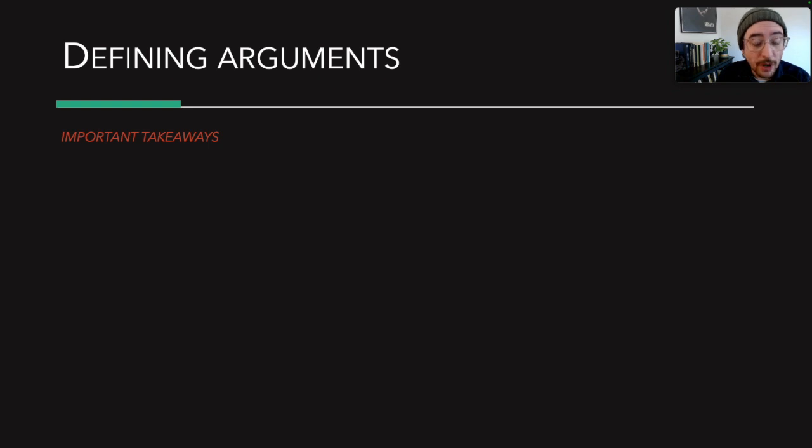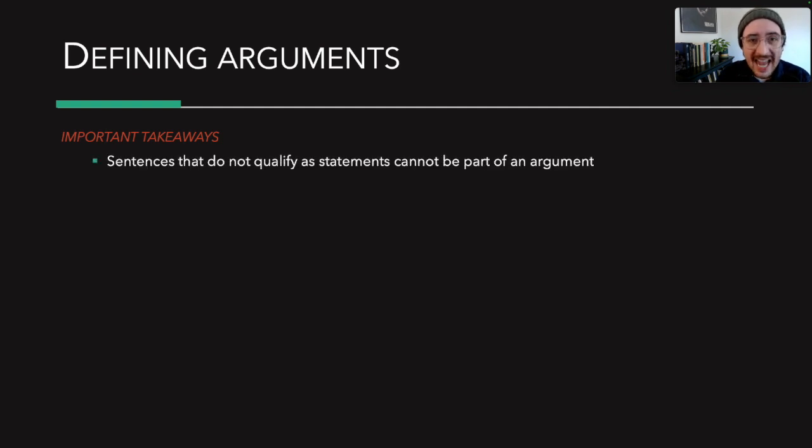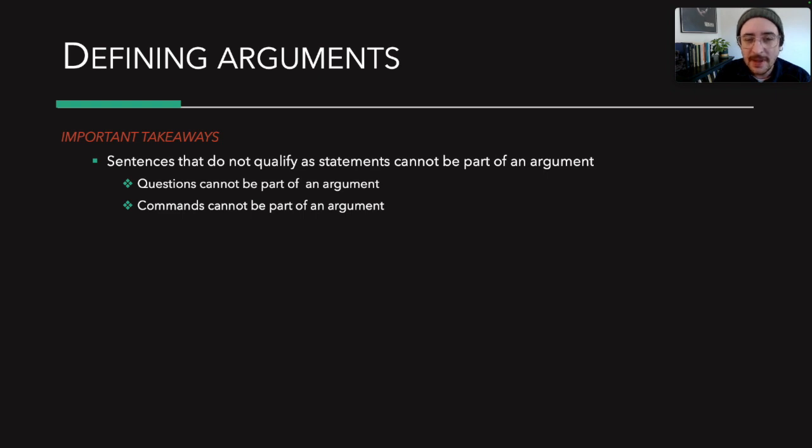So from this first part of our definition of an argument as a series of statements, there's a couple important takeaways you can consider. Firstly, any sentences that don't qualify as statements cannot actually be a part of an argument. For example, questions can't be part of arguments, and commands can't be part of arguments. And this is because neither of these are true or false. Questions and commands don't make claims about how the world is. A question is a request for information. A command is an attempt to get someone to do something. So when I ask my wife, hey, do we have any milk at home?